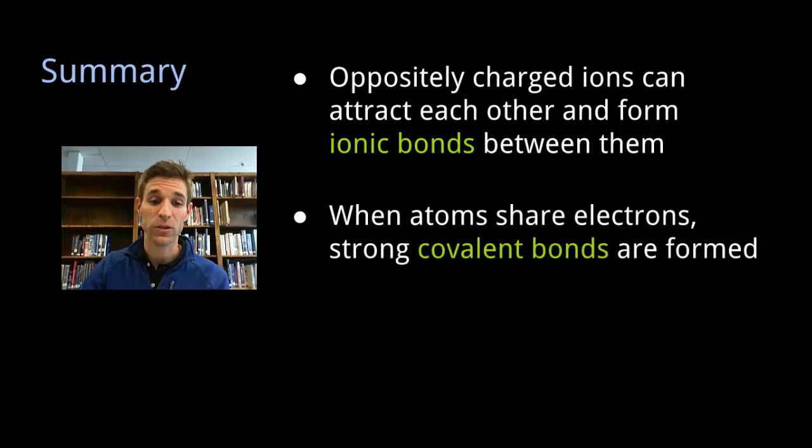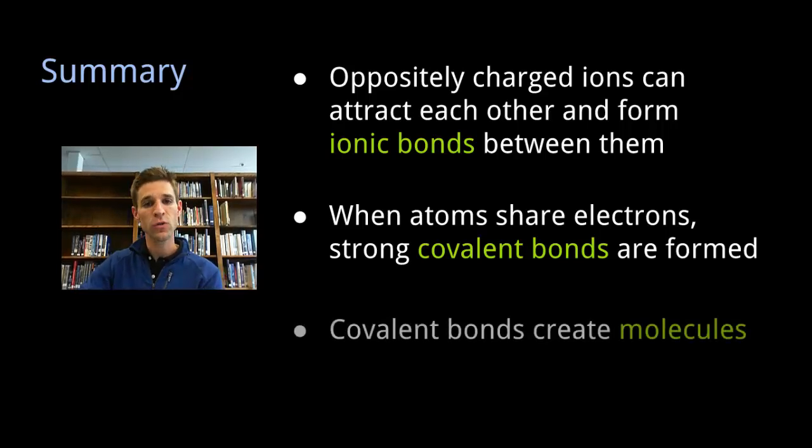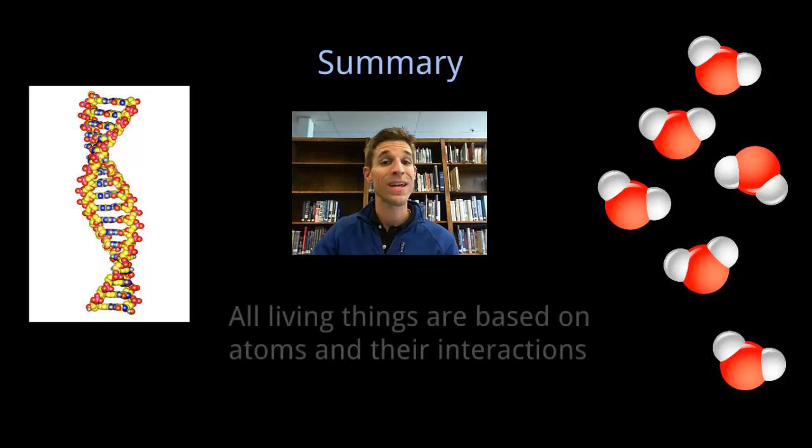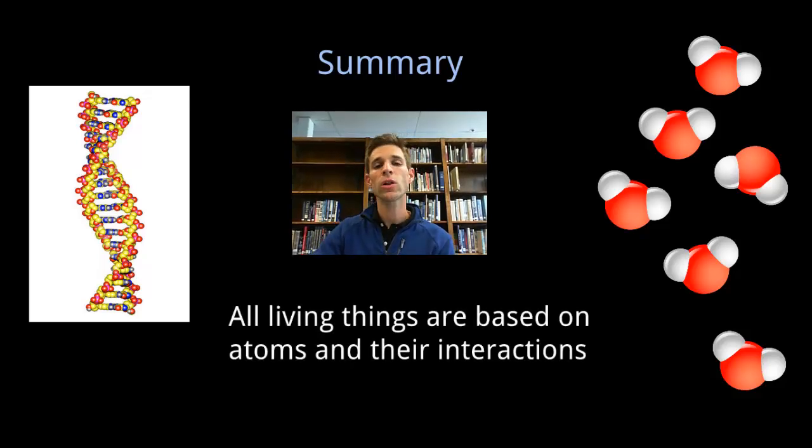When atoms share electrons, they form stronger bonds called covalent bonds. And if two or more atoms are bound together with covalent bonds, we call them molecules. But hopefully you've gained a greater appreciation for our main idea for this video, which is that all living things are based on atoms and their interactions. Those interactions are the bonds that the atoms share with each other to form either ionic compounds or covalently bonded molecules. So that's chapter 2.1, and I'll see you for our next video tutorial.